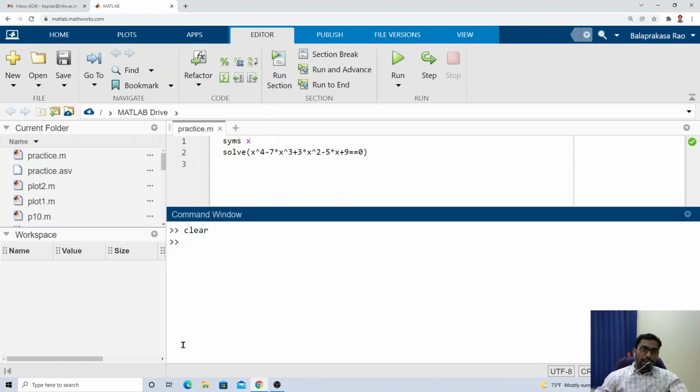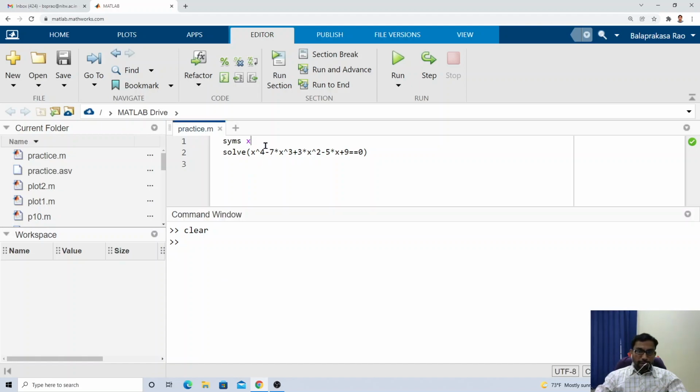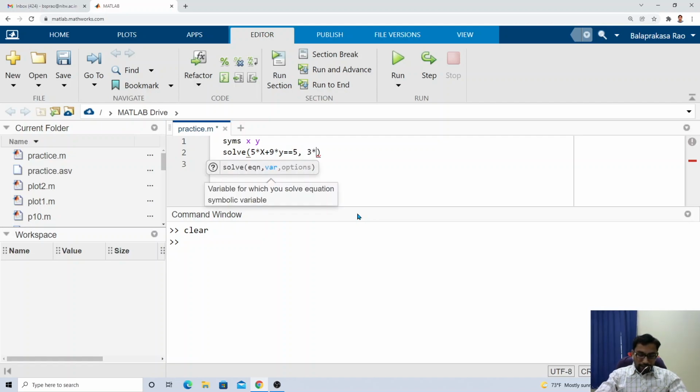Similarly, if you want to solve a system of equations, let us say linear equations, that can be done using this solve command. Now let us see that one. Let me define two symbolic variables x and y. Let us say you want to solve two linear equations: 5 times x plus 9y is equal to 5, comma, 3x minus 6 times y is equal to 4. You want to solve these two equations.